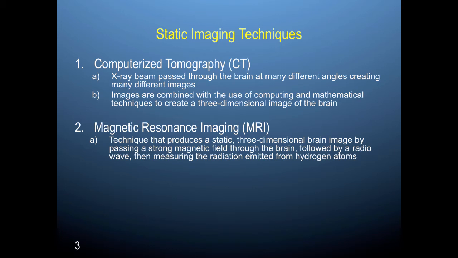Another very common static imaging technique is magnetic resonance imaging, known as MRI. MRI is probably one of the most well-known imaging techniques. It gives you excellent spatial resolution. This is a technique that produces a static three-dimensional brain image by passing a strong magnetic field through the brain, followed by a radio wave, and then it measures the radiation emitted from hydrogen atoms. And I'll be giving you a little bit of a video that you can watch later on in this chapter to learn more about MRI specifically, as well as functional MRI, which I'll be talking about when we get to dynamic imaging techniques.